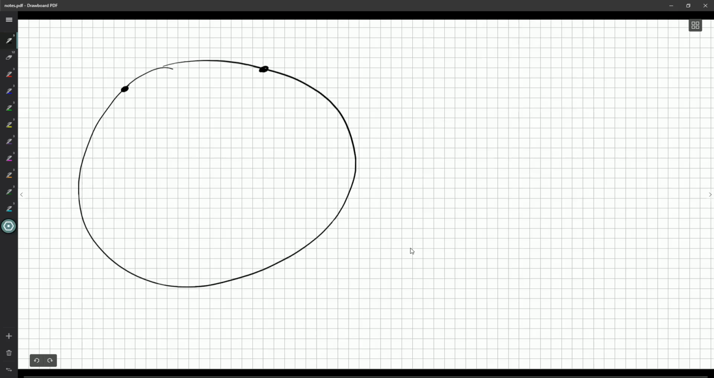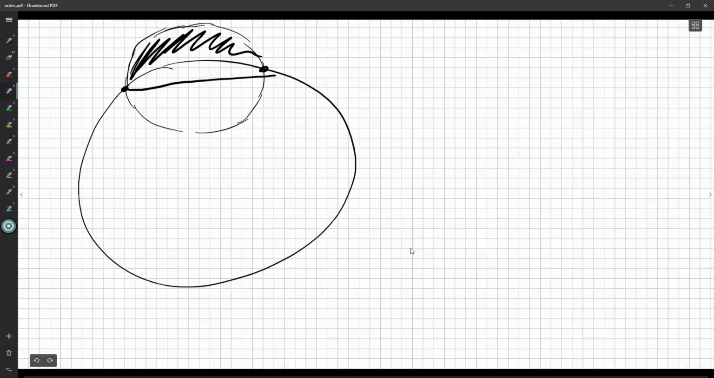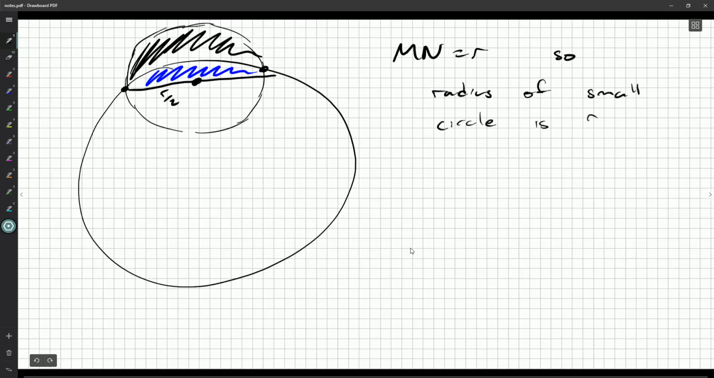Okay, M and N are on both, and M and N also happen to be the diameter of the smaller circle. Okay, so they are a diameter. If we cut it in half, it's a semicircle minus, let's say, this blue area. So it's a semicircle of radius R by 2 for this smaller circle, because we're told that MN is R. So the radius, not the diameter, is R by 2.